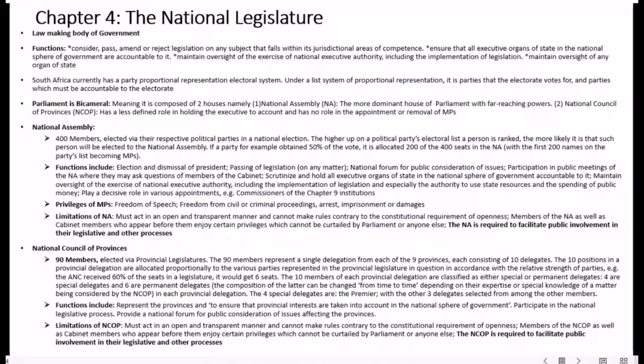And then the limitations of the National Council of Provinces, similar to the National Assembly colleagues, it must act in an open and transparent manner, and it cannot make rules contrary to the constitutional requirement of openness. Members of the National Council of Provinces, as well as the cabinet members who appear before them, enjoy certain privileges which cannot be curtailed by Parliament or anyone else. And then, similar to the National Assembly colleagues, the National Council of Provinces is required to facilitate public involvement in their legislative and other processes.